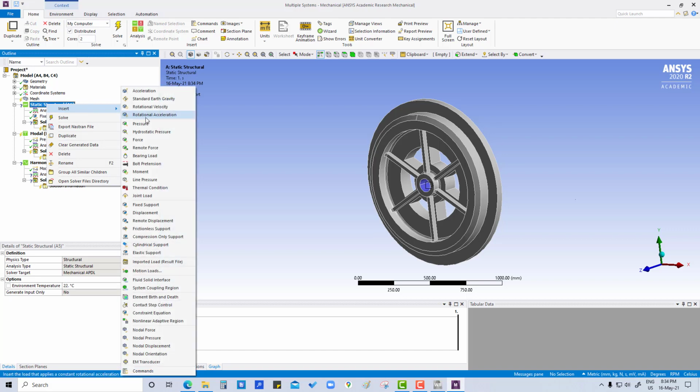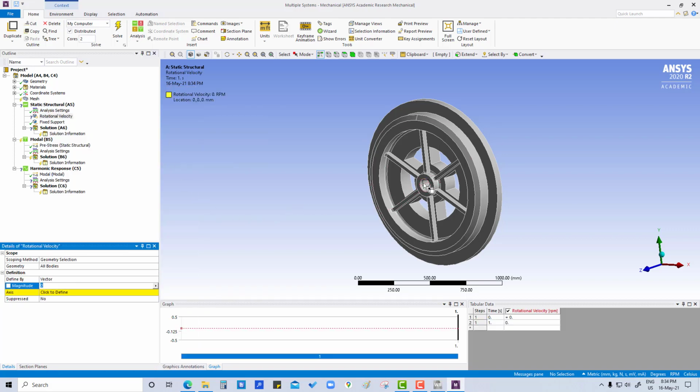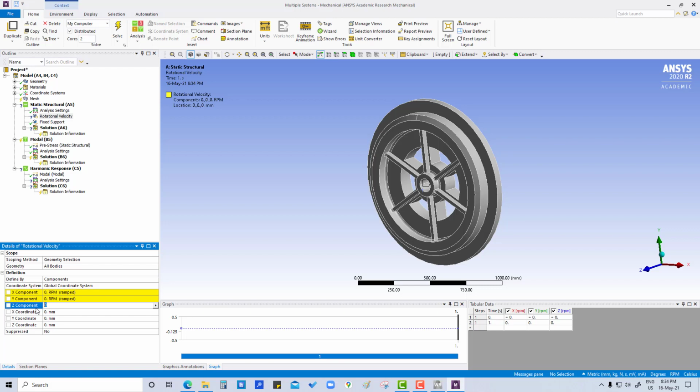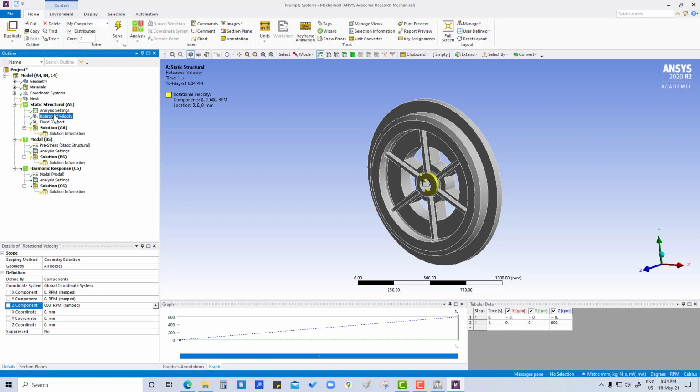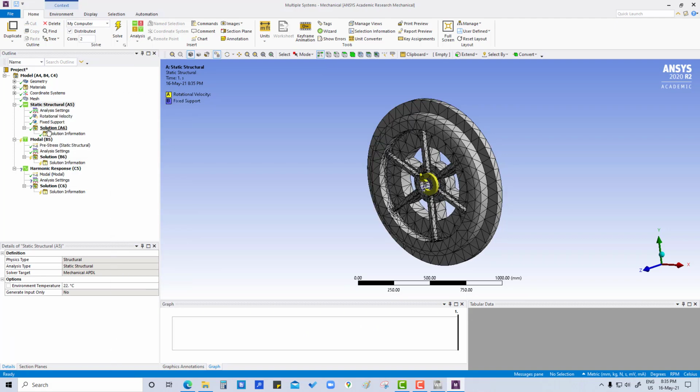Okay, insert rotational velocity about Z axis, 600 RPM. Okay. And then solve. So here it has been solved. Now we are going to get tangential and radial deformation and stress.